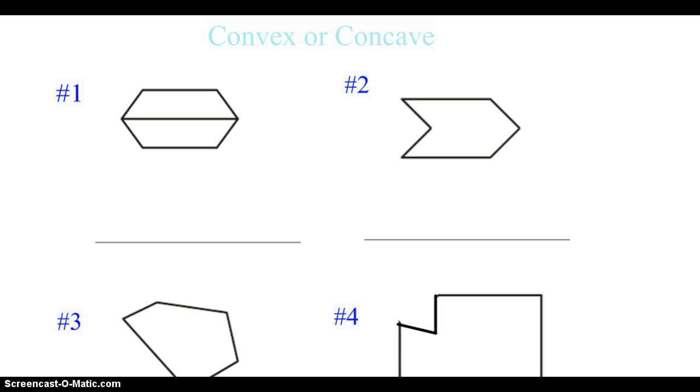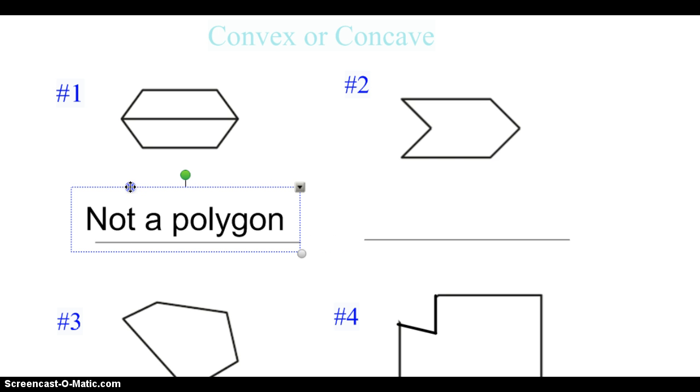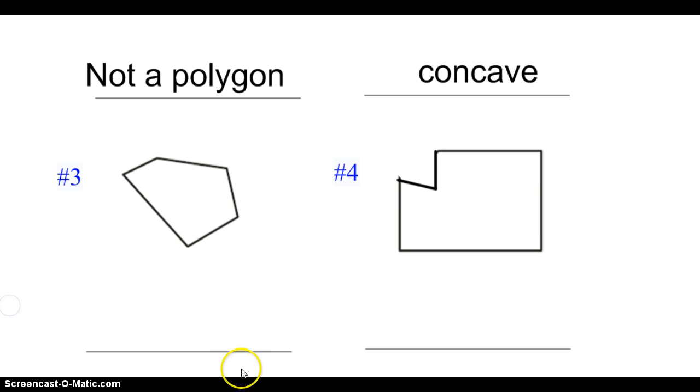So let's look. Concave or convex? First of all, trick question, not a polygon. Actually, it's not a polygon. If it was, you would say that it is concave, but it's not a polygon. This one, because this line, if I extended it out, would go through the interior, that's concave. This one is convex. And this one, because it caves in and that line would go through the interior, is also concave.